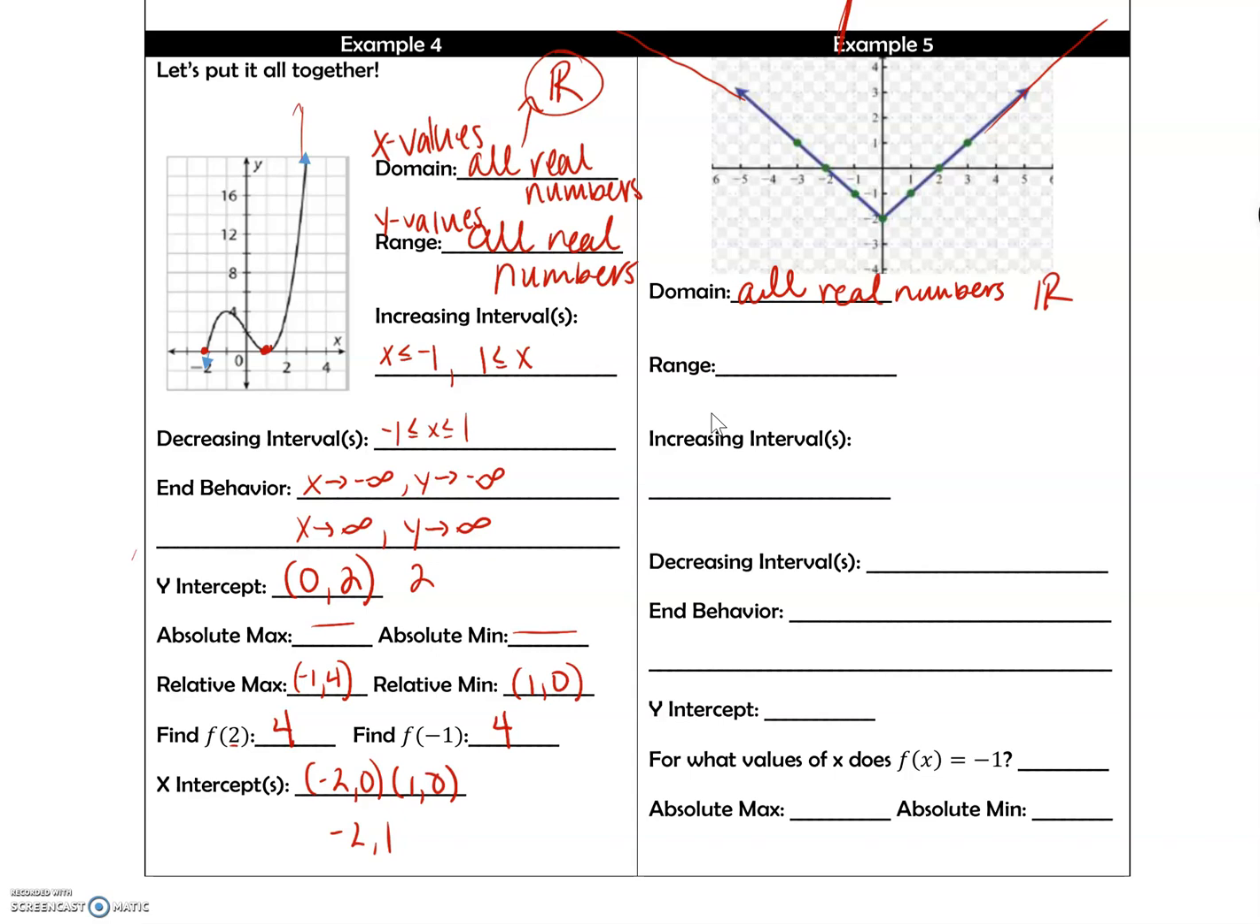But our range, you can see the graph stops here, and it does not exist below that point. So all the y values below -2 are not included in the range because the graph doesn't exist there. The graph only exists above -2. So our range includes all the numbers that are greater than -2. So the y values that are greater than or equal to -2 would be the range.